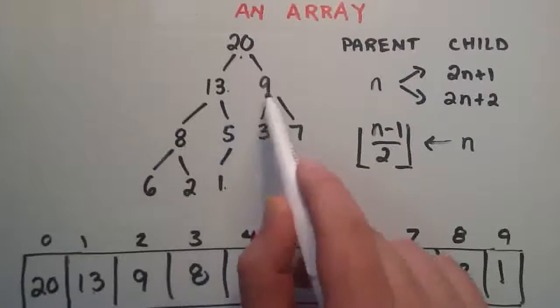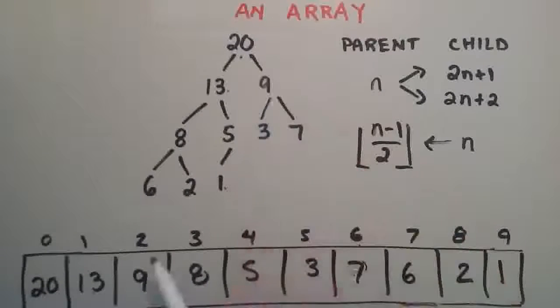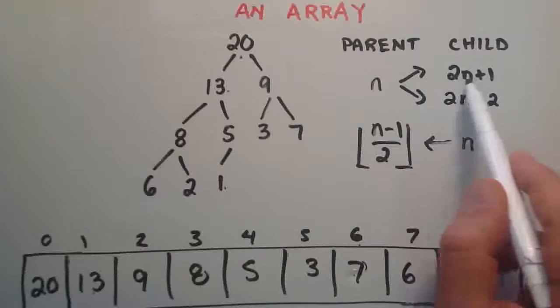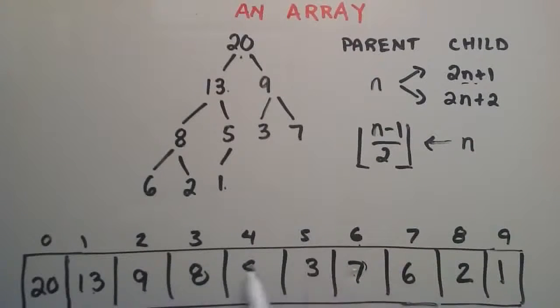If we were to try to figure out the children of the number 9, it is held in index 2. So we use that index number as our n. So 2 times 2, which is our index number, 2 times 2 is 4, plus 1 is 5. So index 2 has a child in index 5. 9 has a child of 3, and there it is on our tree.